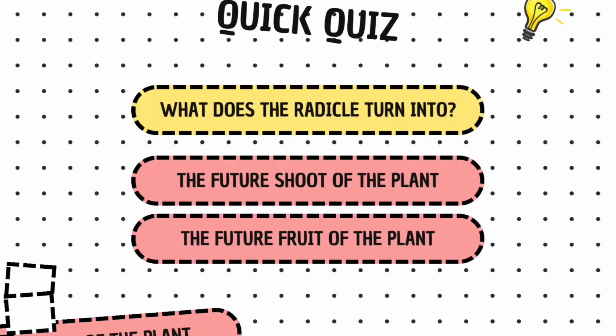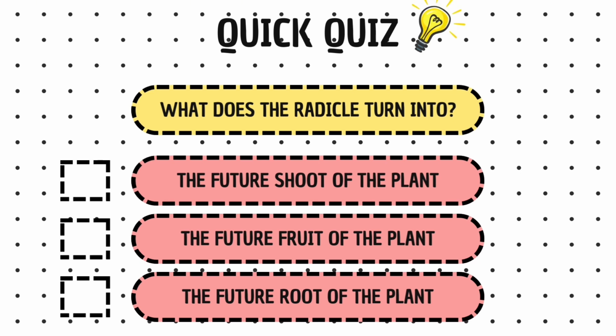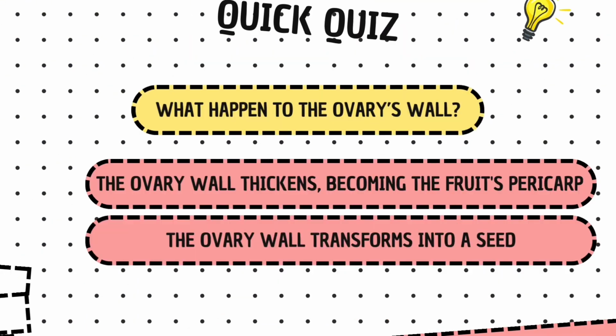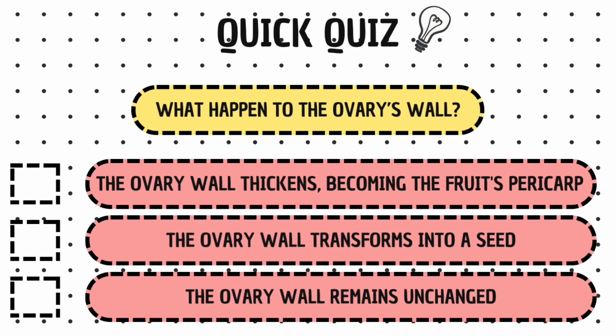Next question: What does the radicle turn into? Answer: The future root of the plant. Last question: What happened to the ovary wall? Answer: The ovary wall thickened, becoming the fruit's pericarp, which consists of three layers: the exocarp, the mesocarp, and the endocarp.